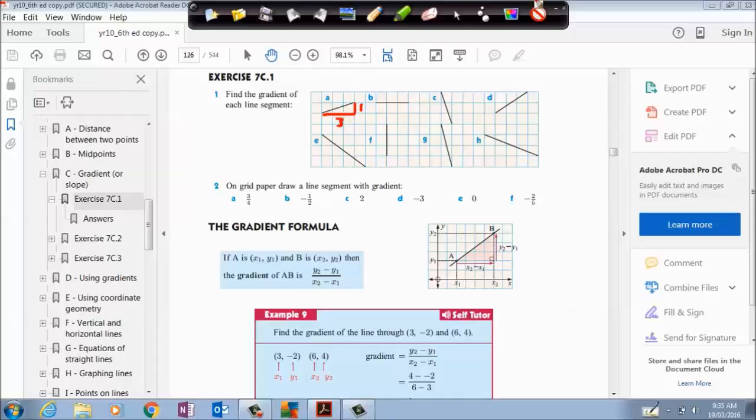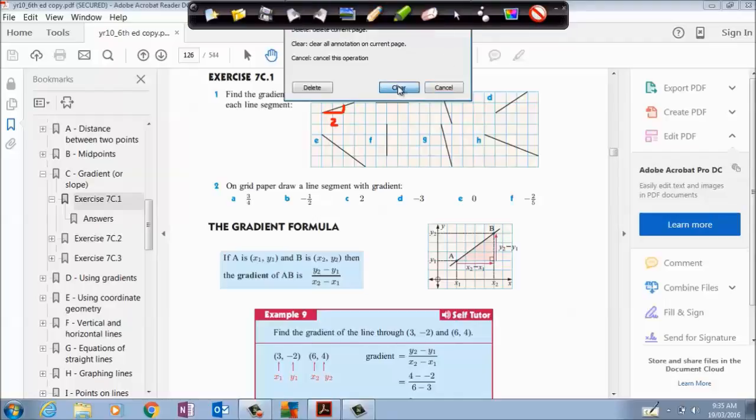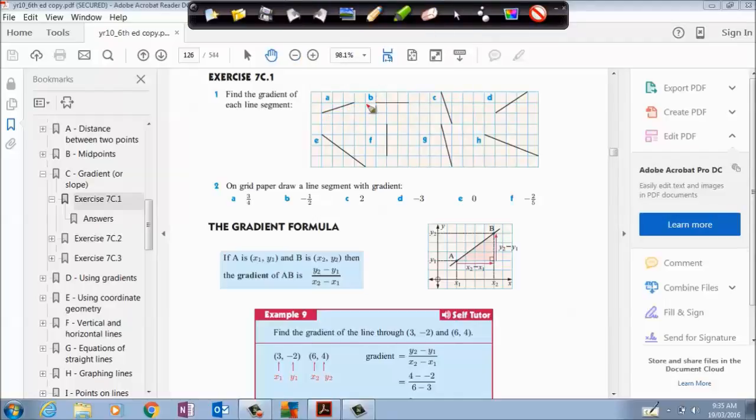Whereas some other student may have actually chosen a different triangle. That one's not a good one to choose. The run is easy, but it's difficult to read the rise because it looks like it's about 3/4 and we can't know exactly what that really is. So you choose a triangle where it intersects with the grid line very well.